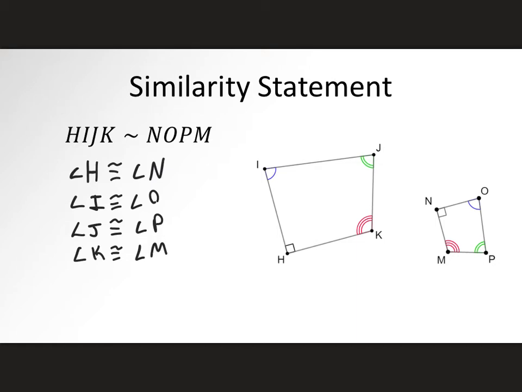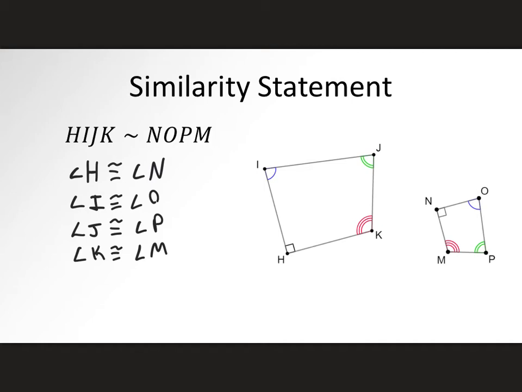And I know all those to be true because H is the first letter in the first quadrilateral, and N is the first letter in the second quadrilateral. I is the second letter in the first quadrilateral. O is the second letter in the second quadrilateral, and so on and so on. So with that, I haven't even looked at the diagram yet, and I know that all of those angles are congruent because we know that the two quadrilaterals are similar to each other, and we know that those are the orders that they fall in.